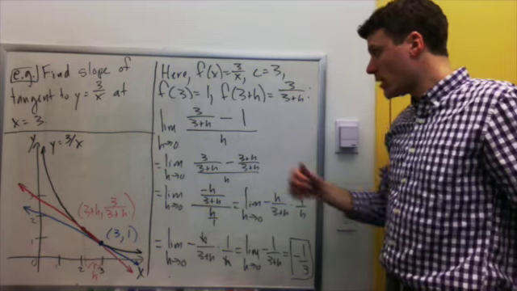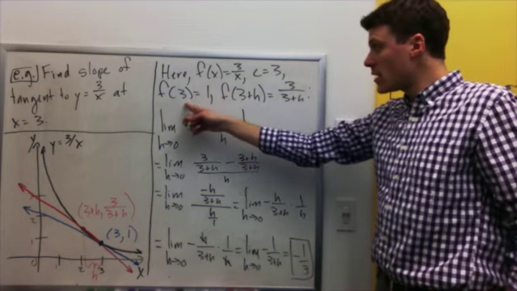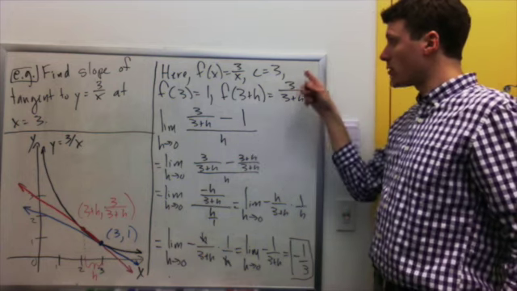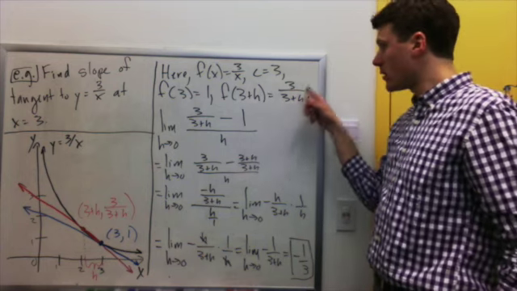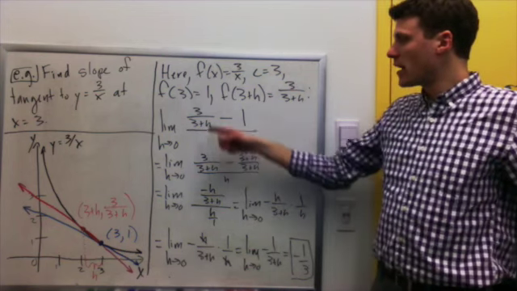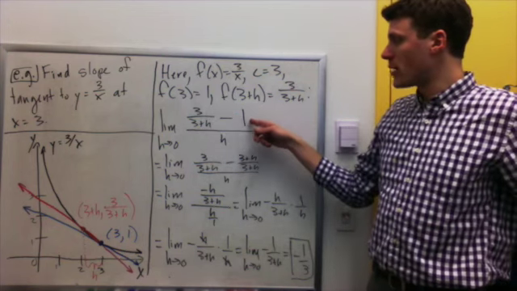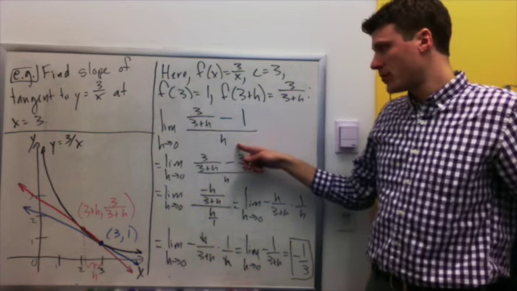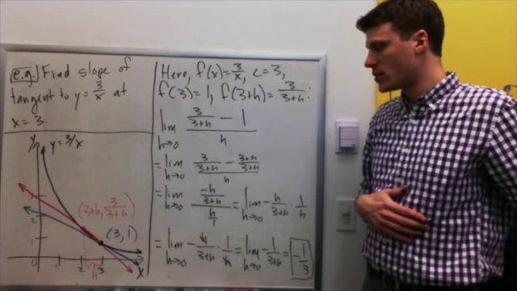c is equal to 3. f of c, which is f of 3, is 1. And when I add h to 3, f of 3 plus h is 3 divided by whatever's inside, 3 over 3 plus h. So that means that I take f of c plus h minus f of c, which is 3 over 3 plus h minus 1, and divide that all by h. And I take the limit as h goes to 0.